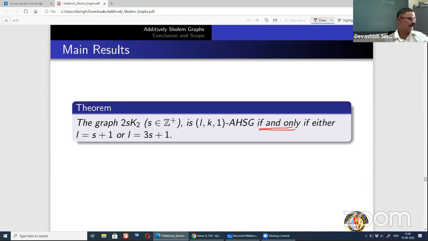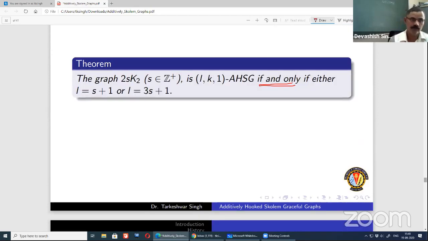Now let us take one small example, and then I will try, okay, I have some time. Now let us take a small example here. First I am going to consider the case when L is equal to s plus 1, and then I will consider the case when L is ps plus 1. With this example, I will give you the idea of the proof.